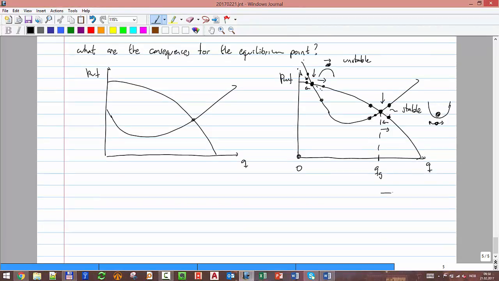So in that case, the PWF required is higher than PWF available. That means the rate is reduced. And on that side, PWF available is greater than PWF required. That means that the rate is increased.